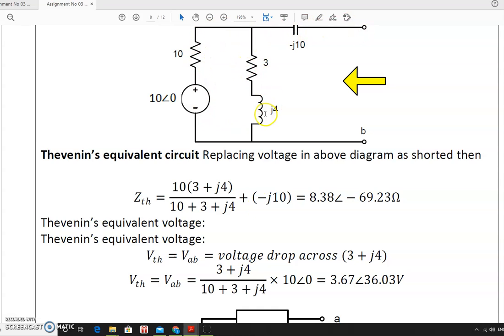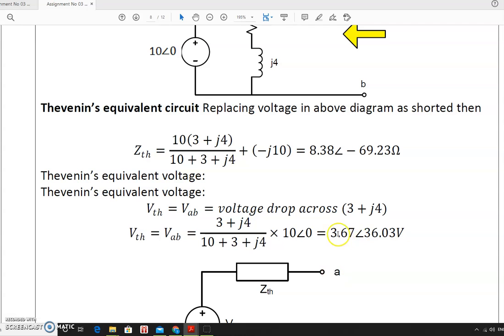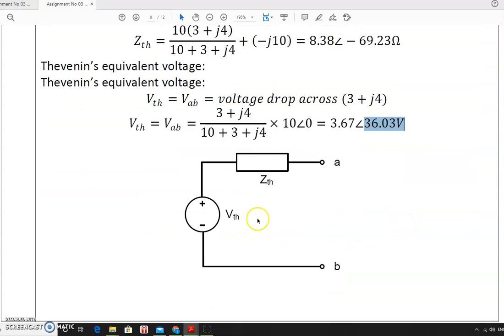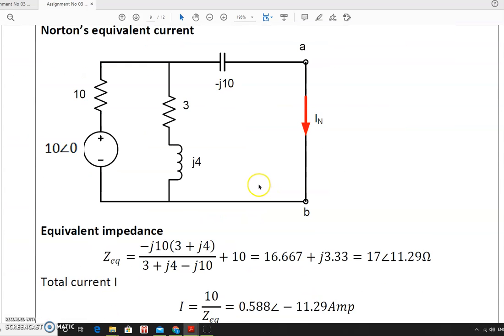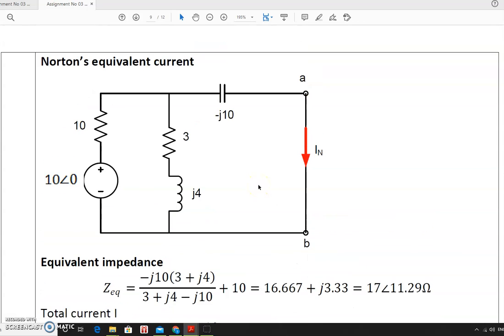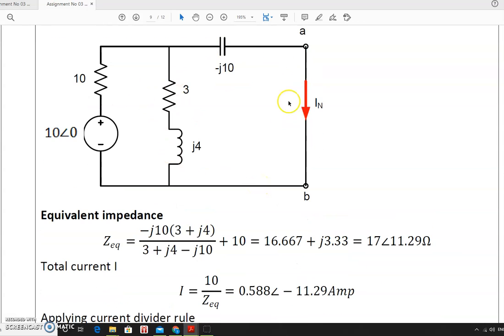So 10 plus 3 plus J4 into 10 at an angle of 0. This is using the voltage divider rule. Using the voltage divider rule, I am getting VTH is equal to 3.67 at an angle of 36.03 volt. So this is the representation of VTH and ZTH. Similarly, how will we calculate the Norton's equivalent circuit? To calculate the Norton's equivalent circuit, first I will calculate the Z equivalent.